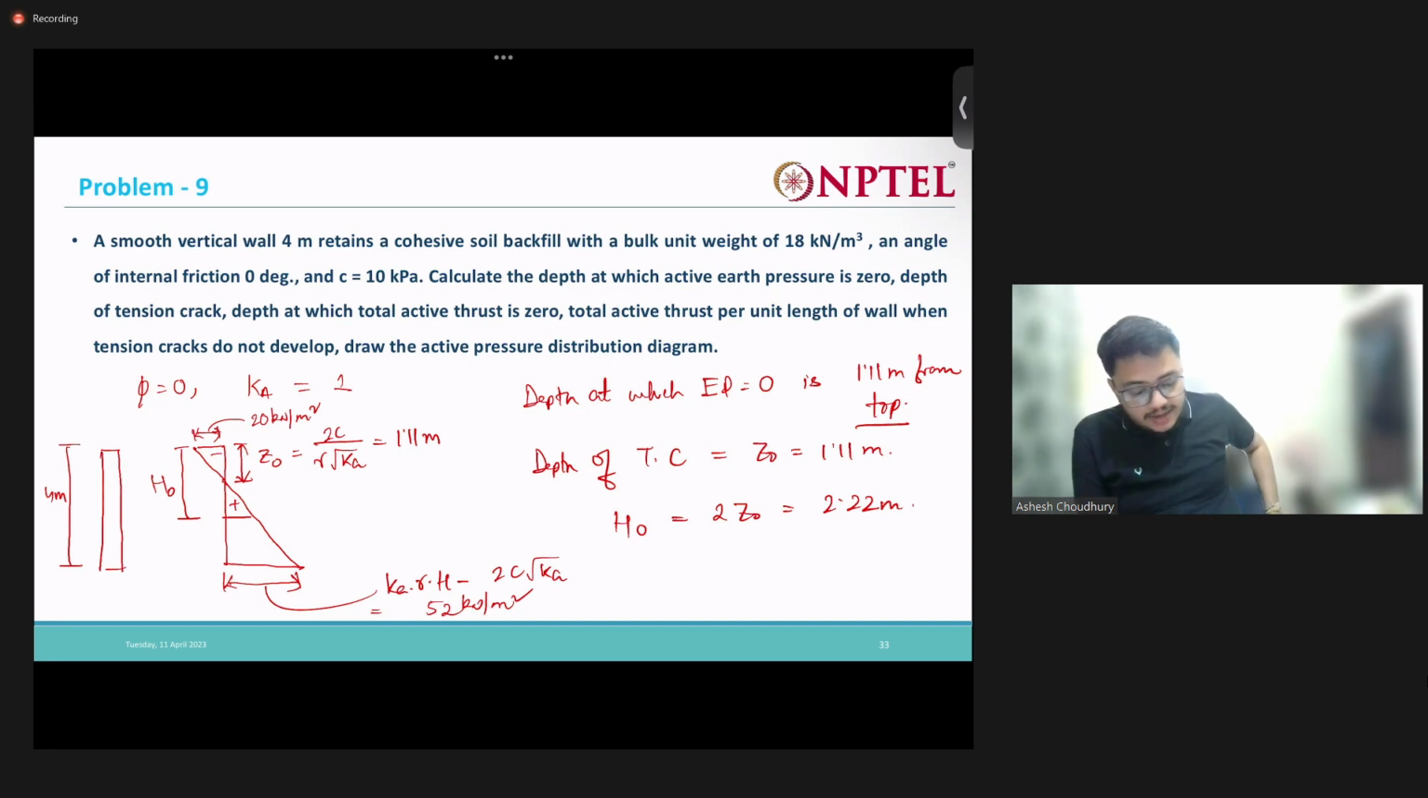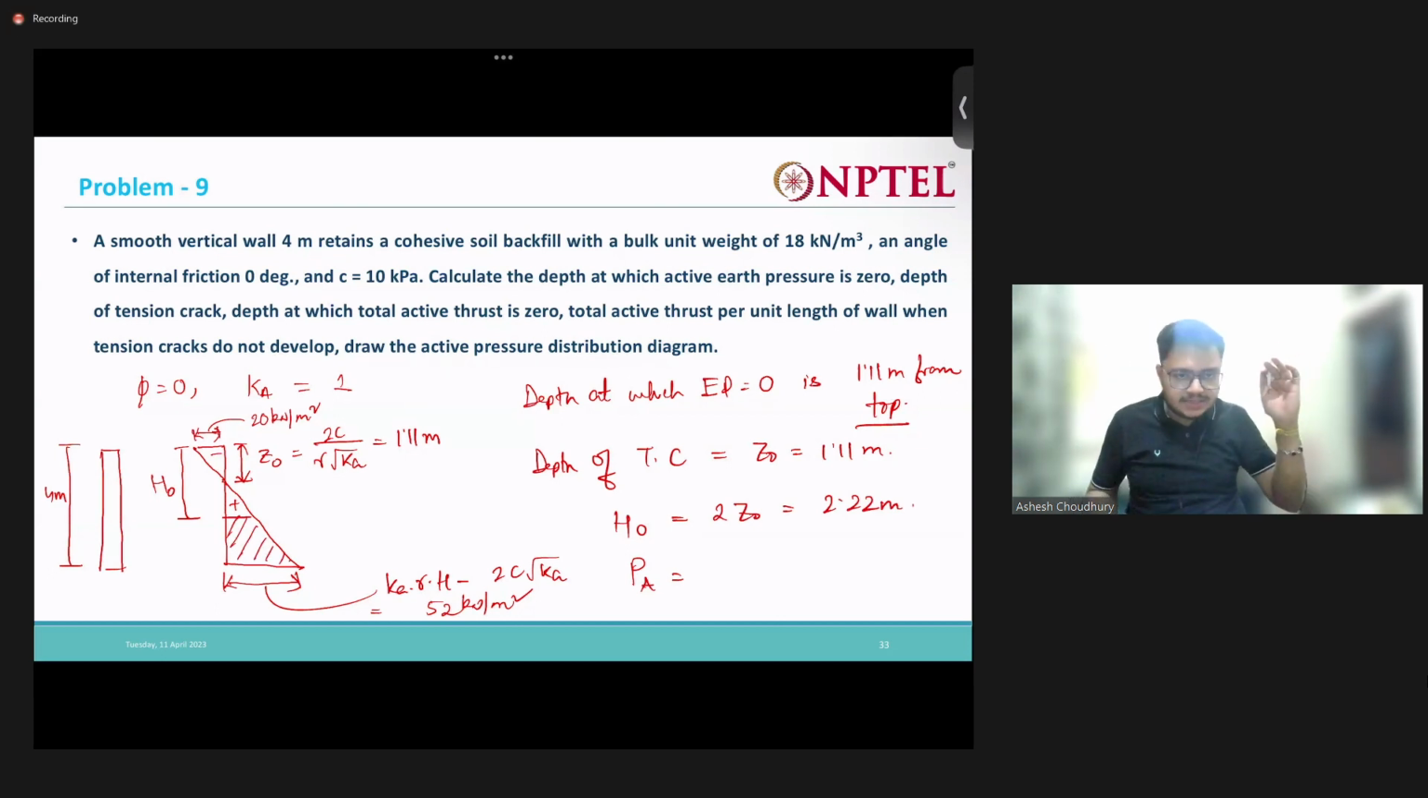Now let us find out the total active earth pressure that is acting. It will be just the area of this figure, this portion, right? Because here negative and positive will cancel out, and this region we will get. So this trapezium's area we have to find out.